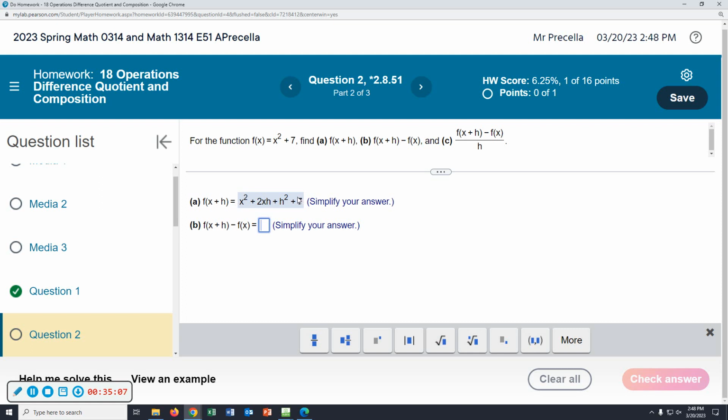So you're looking at your answer from part A. Just take away the x squared and the plus 7. Take away the x squared and the plus 7. So even though I wrote out a lot, well, not a lot, you could do that one without much writing as long as you did part A correctly. Plus h squared.